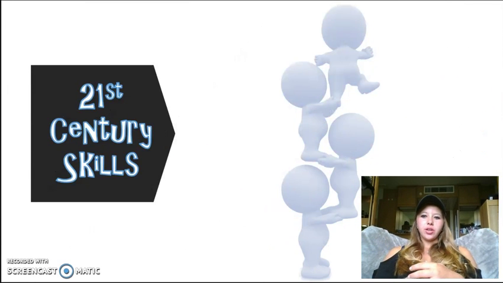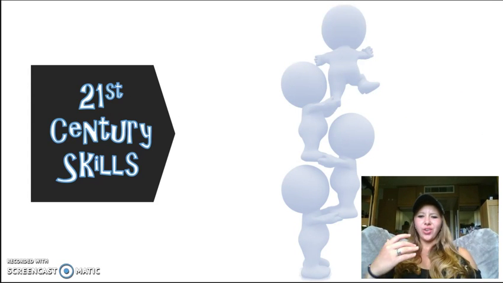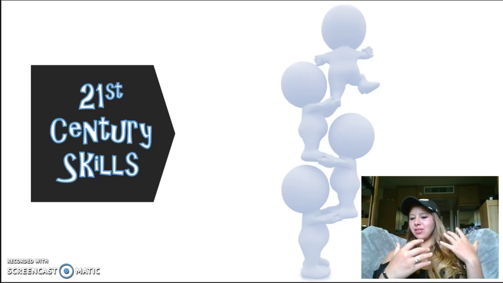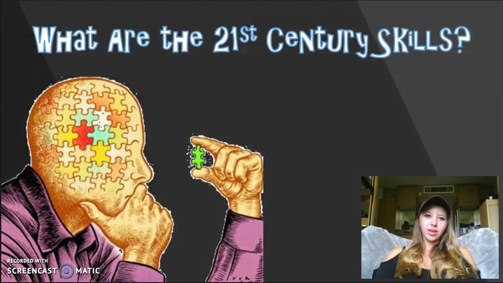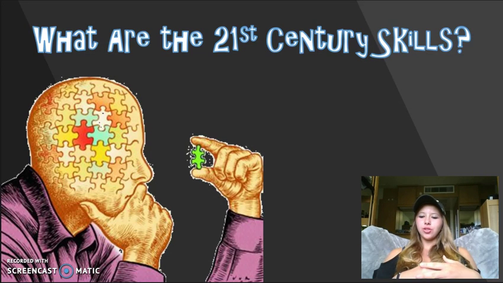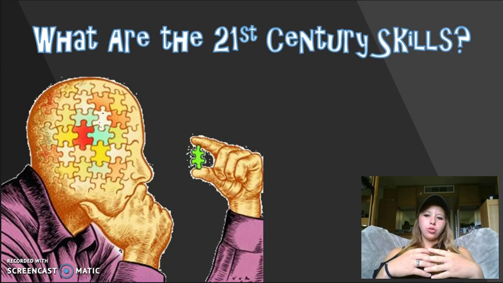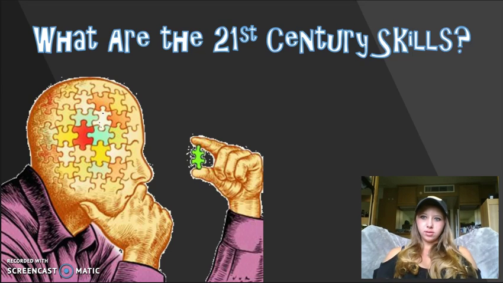And the next thing we're going to talk about is 21st century skills. 21st century skills, what are they? What does the 4Cs have to do with the 21st century? Well, let's take a look. 21st century skills are skills that are believed to be a requirement for students to get them ready for the workforce. There are 4 important skills, and they are called the 4Cs.